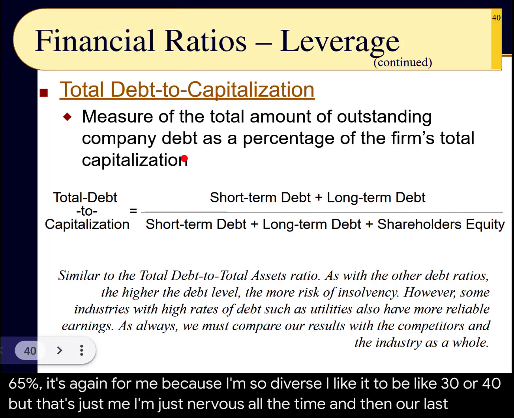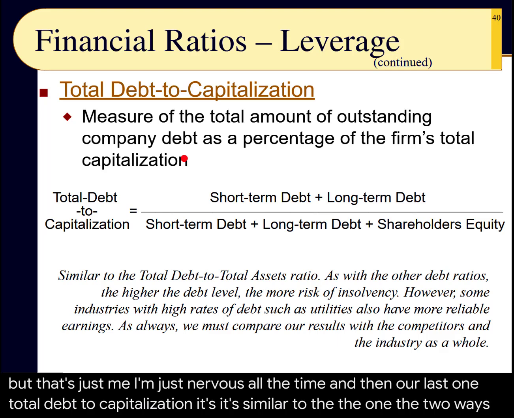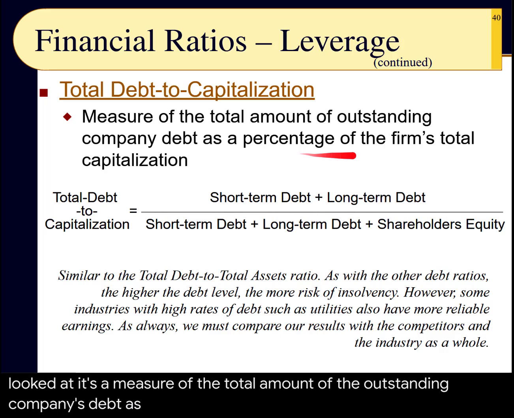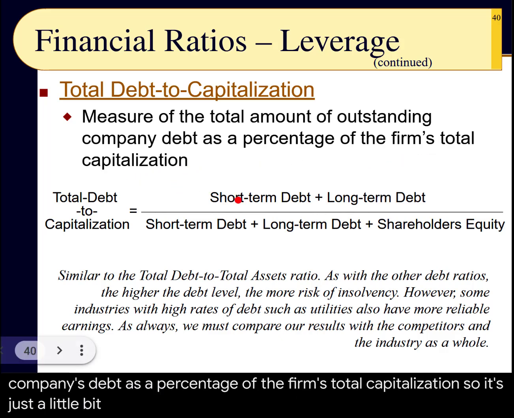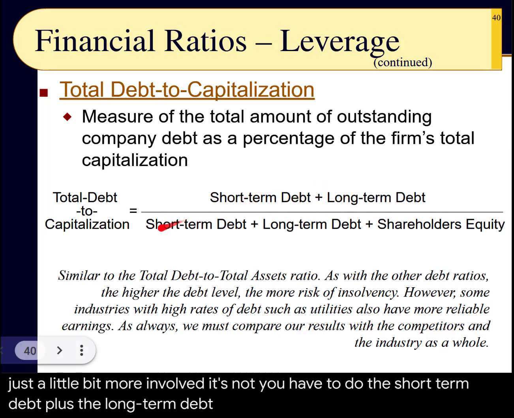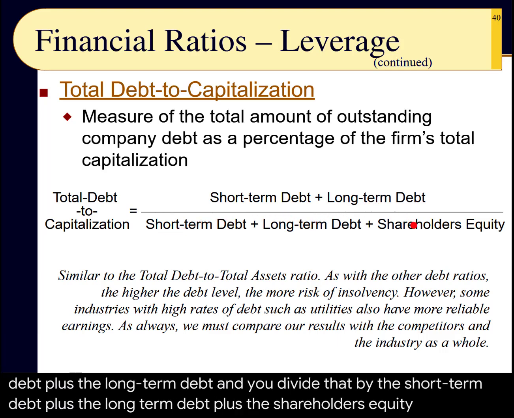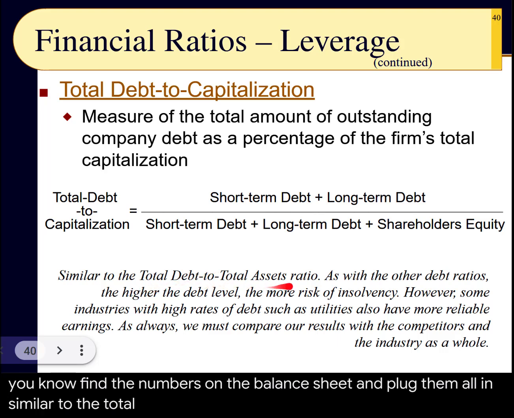And then our last one, total debt to capitalization. It's similar to the two we just looked at. It's a measure of the total amount of the company's outstanding debt as a percentage of the firm's total capitalization. So it's just a little bit more involved. You have to do the short-term debt plus the long-term debt, and you divide that by the short-term debt plus the long-term debt plus the shareholders' equity, and you just find the numbers on the balance sheet and plug them all in. Similar to the total debt-to-equity ratio.